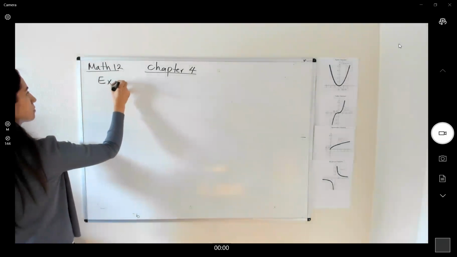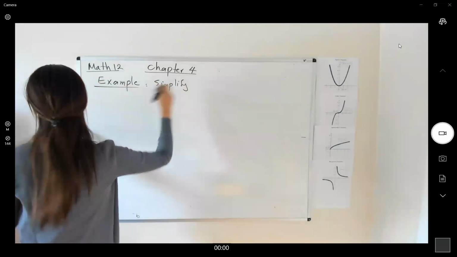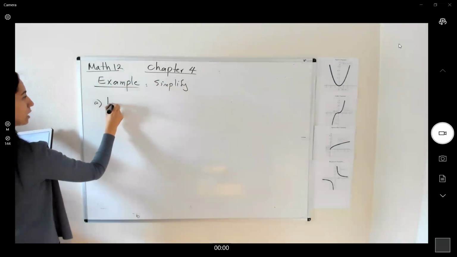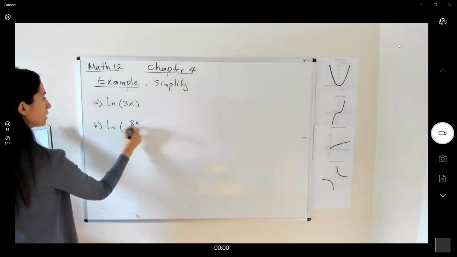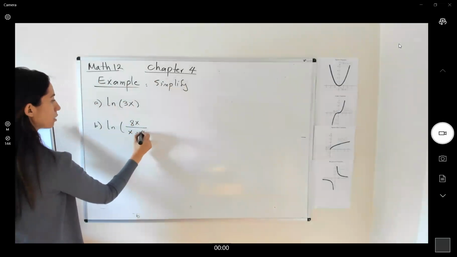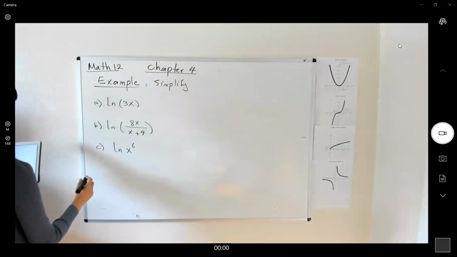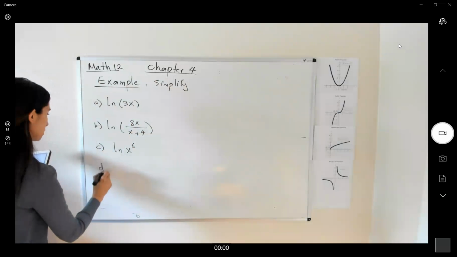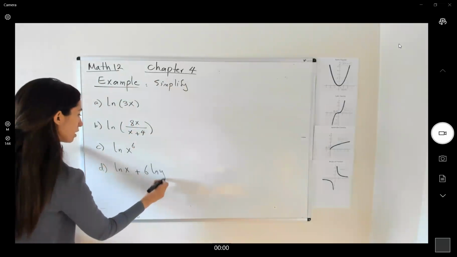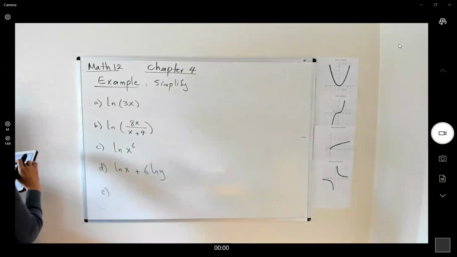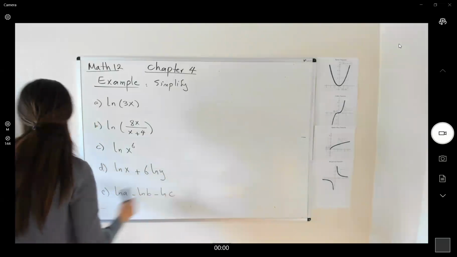Example. This example says, just simplify. The first one is ln of 3x. The second one is ln of 8x divided by x plus 4. The third one is ln of x to the 6th. Next one, ln of x plus 6 times ln of y. And the last one is ln of a minus ln of b minus ln of c.